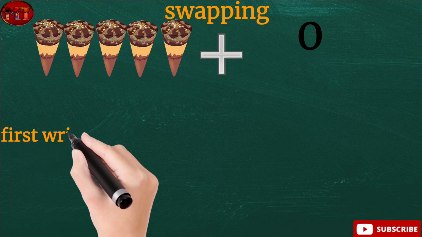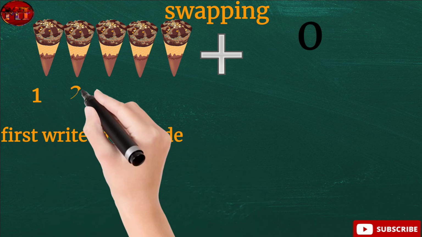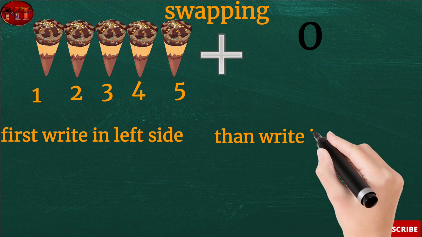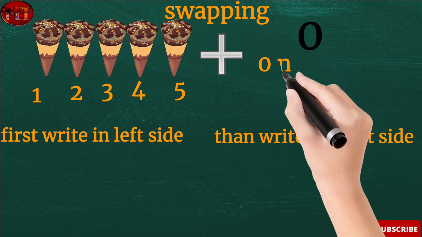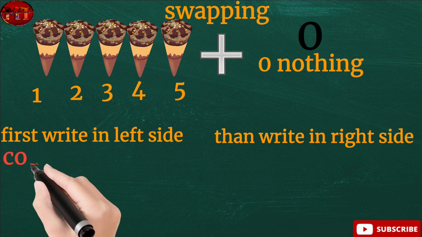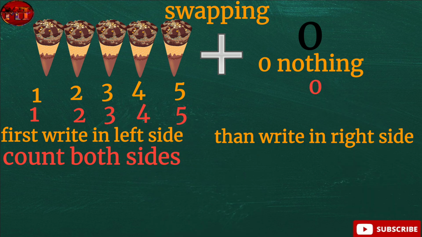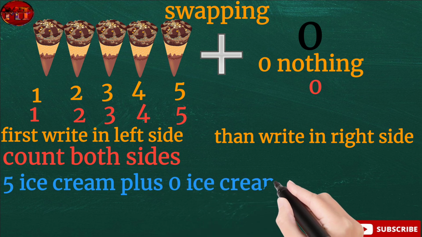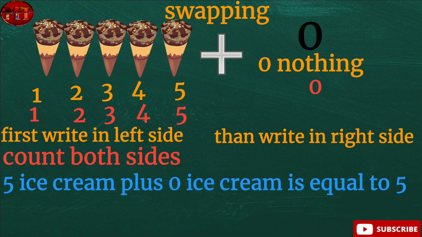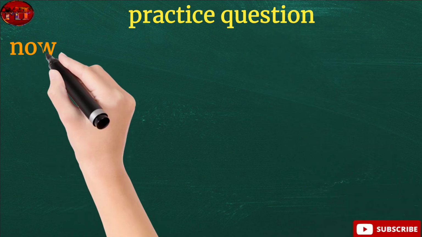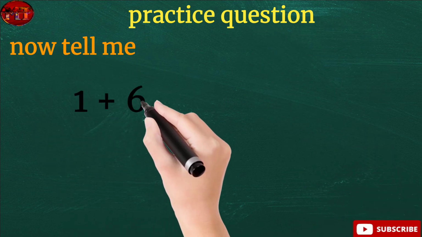Now, swapping. 5 ice cream plus 0 ice cream. First we count left side: 1, 2, 3, 4, 5. Then count right side: 0. 0 means nothing. Start counting both side: 1, 2, 3, 4, 5, 0. So, 5 ice cream plus 0 ice cream is equal to 5 ice cream. In numbers, 5 plus 0 equal to 5. Now, practice question. Tell me 1 plus 6 and 6 plus 1.